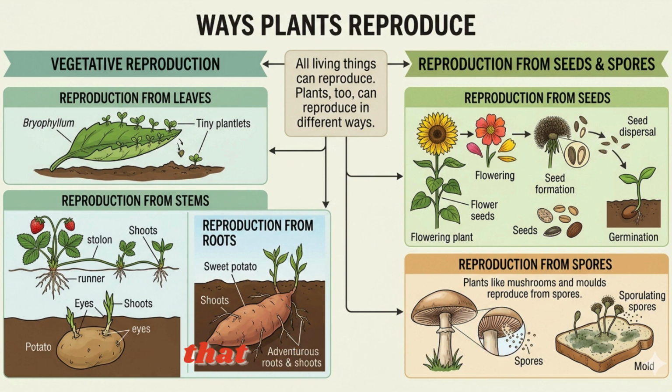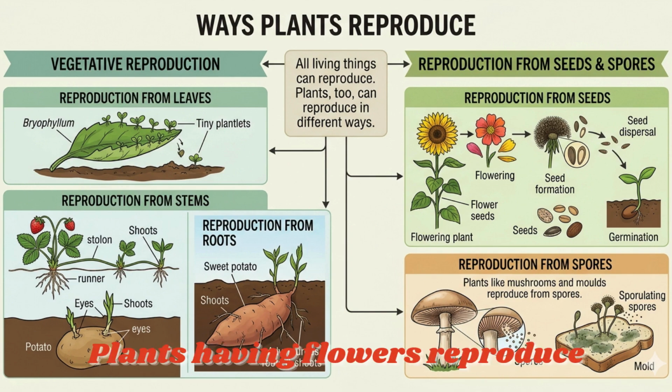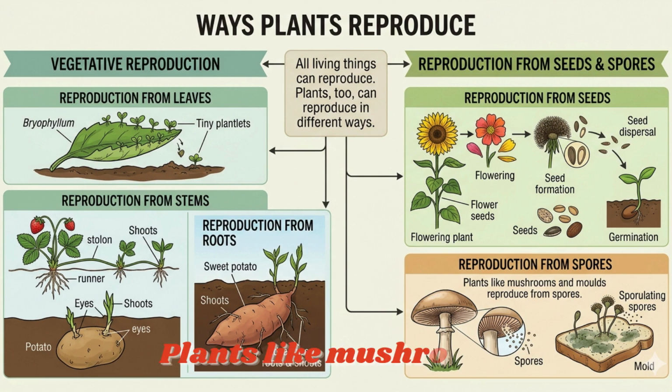You have already studied that all living things can reproduce. Plants, too, can reproduce as they are living things. Plants reproduce in different ways. Plants having flowers reproduce from seeds. Plants like mushrooms and molds reproduce from spores. Some plants reproduce from their different parts such as leaves, stems and roots.